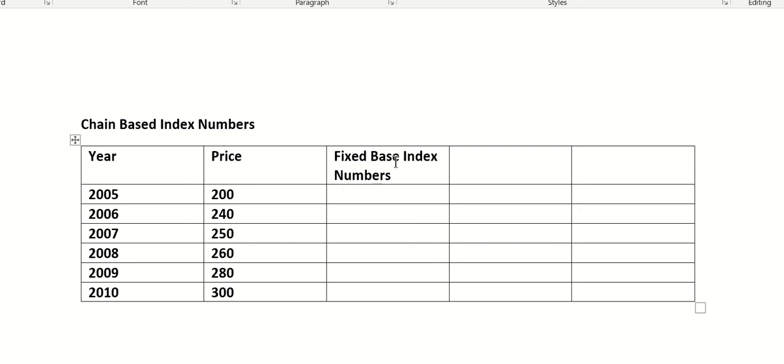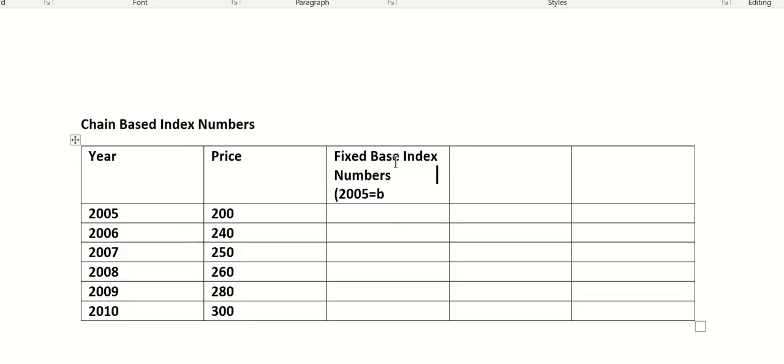And in fixed base index numbers we have to choose one base year. In the current question, as the oldest year is 2005, we will take it as the base year. Whatsoever is the oldest year given in the question, we can take it as the base year. So here, let's take 2005 as the base year.